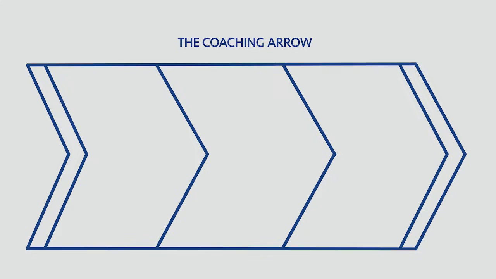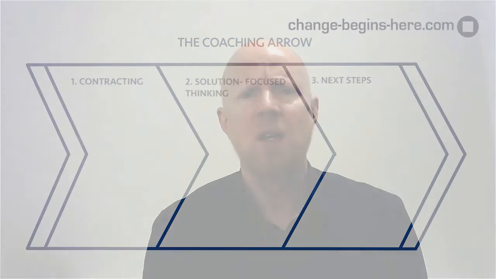So a coaching session is divided into three main sections that reflect the natural process we follow when we make pretty much any successful changes in our lives. And we can think of this process as an arrow. The first section of the arrow is called contracting, and this is about identifying an objective for the session. The middle section is about finding solutions and ways to work around any hurdles. And the final section is about committing to next steps. We'll look at all three sections in a little more detail in a moment.